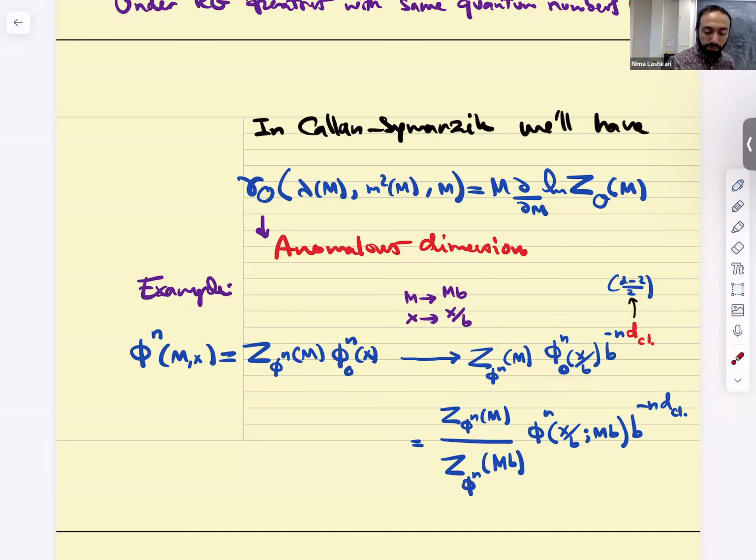Yeah. So this guy is a UV field. It will transform like phi 0 of n, X over B, B to the minus n, D classical. This is just from classical dimension counting, because the dimension of phi of n is n times (D minus 2) over 2. Right? Now, using the same relation, I can write this down as phi of n of X over B times B, at the cost of taking out a normalization factor like this, and I end up with this equation.